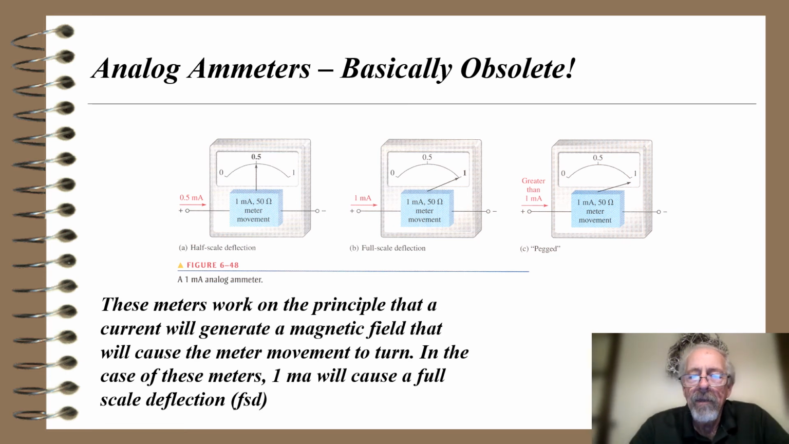Another reason why we shouldn't really worry too much about analog meters at this point in time is that we can get very inexpensive digital meters. So these meters all work on the principle that a current will generate a magnetic field that will cause the meter movement to turn. In the case of these meters, 1 milliamp will cause a full-scale deflection, which is abbreviated FSD.